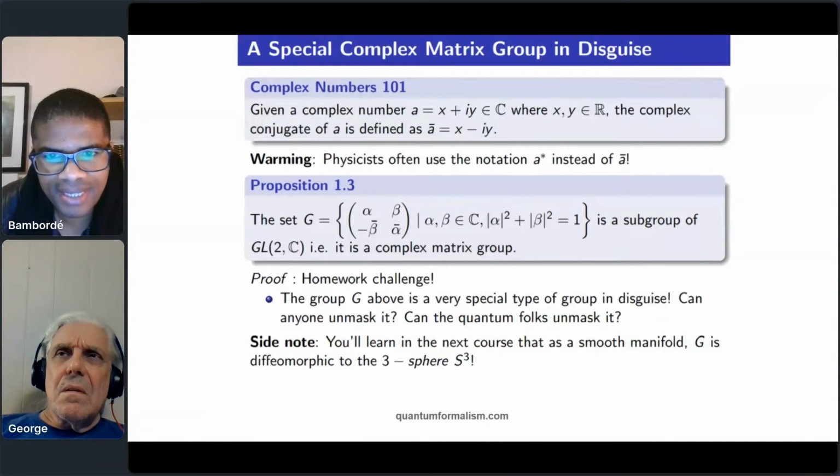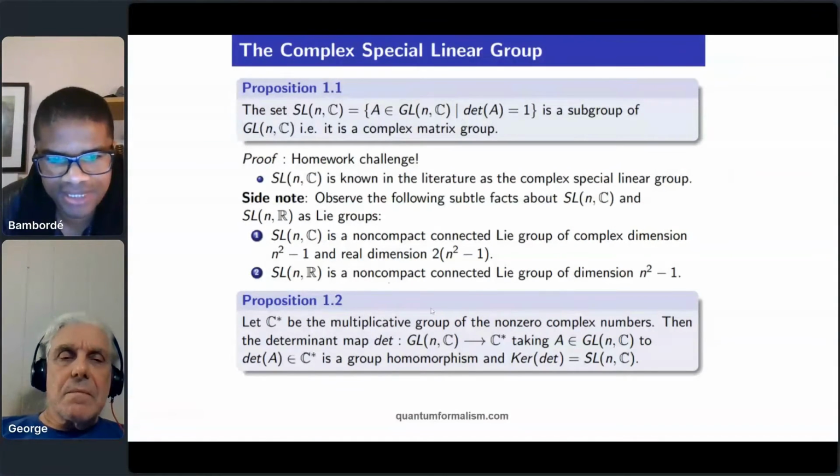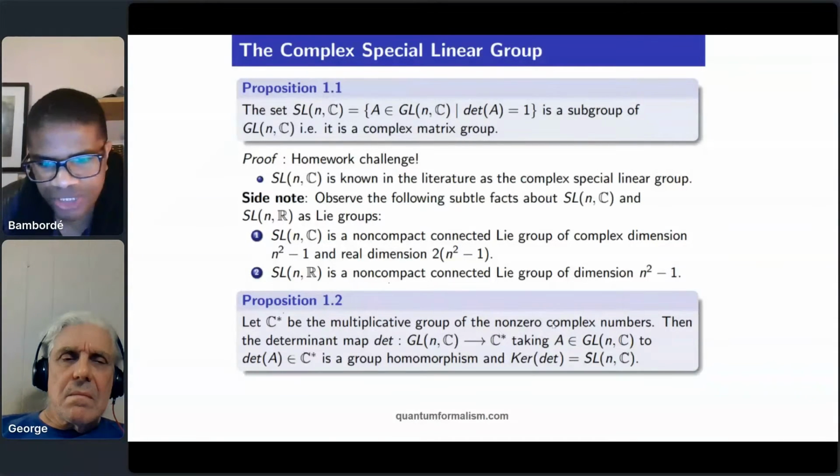So let's see another example. We have seen these; these are matrix groups. Actually, I forgot to challenge you with this. Given the multiplicative group of non-zero complex numbers, the determinant function that takes an invertible matrix to its determinant is a group homomorphism. And the claim is that the kernel of this is actually this guy.